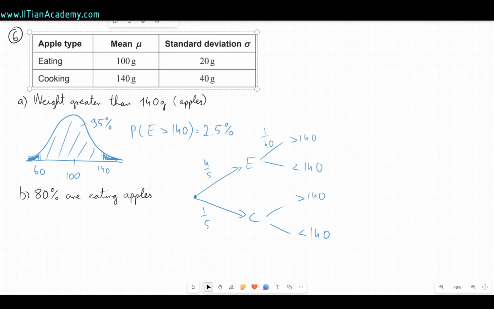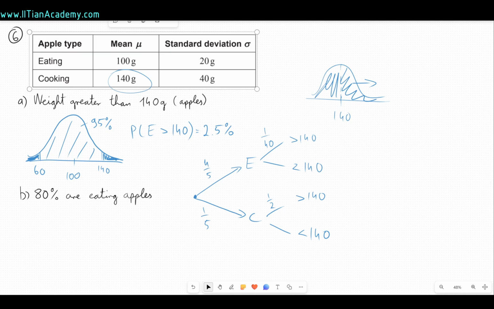And then we need to do the same for the cooking apples. Luckily, the mean of cooking apples is 140 grams. So if we imagine the normal distribution curve for this, 140 is in the middle and it's symmetric. So on both sides of 140, we have 50%. So weights larger than 140 have a probability of 50%, so 1/2.